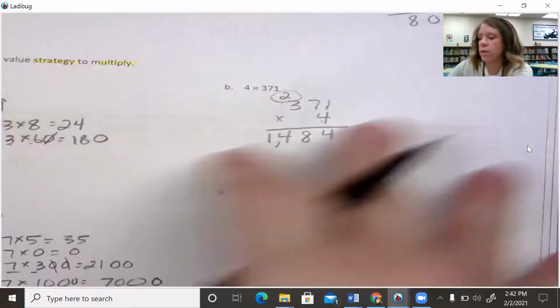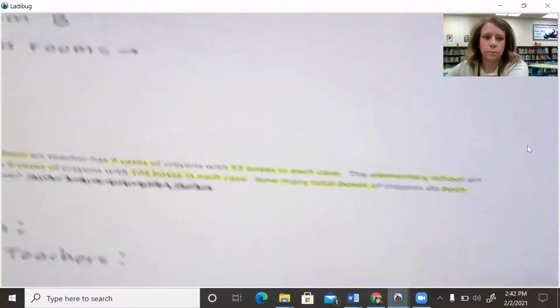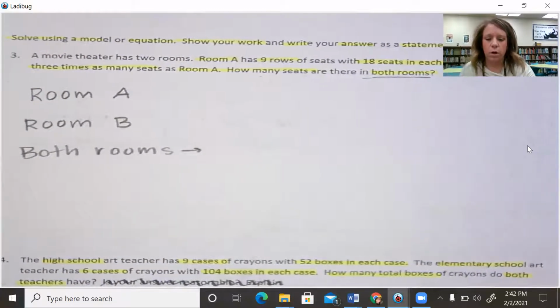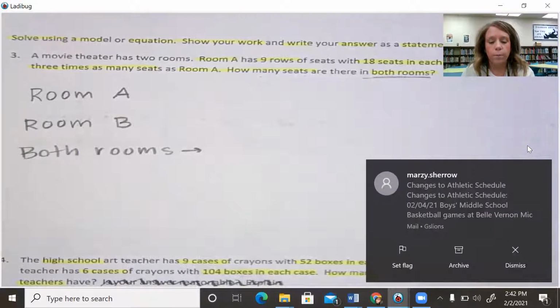So hopefully all of this was a good warm-up for the word problems. Remember, we took down some notes to help you. A movie theater has 2 rooms. Room A has 9 rows of seats with 18 seats in each row. Room B has 3 times as many seats as room A. How many seats are there in both rooms?